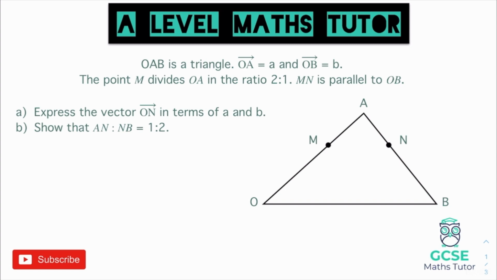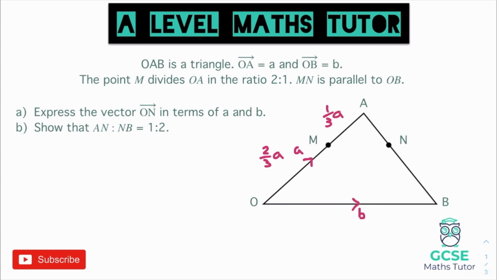So first things first, we should label those on our diagram. So O to A, and we'll put the direction in, is the vector A, and O to B is the vector B. Now what we can do is split that up into the ratio. So O to A was 2 to 1, so this is going to be 2/3 A for this part, and this part will be 1/3 A.